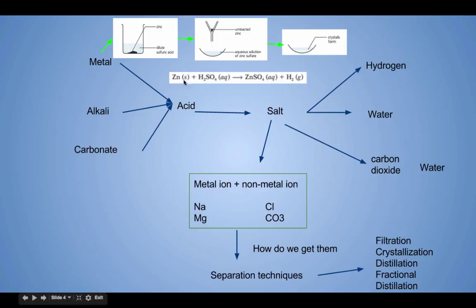So in here, I have zinc reacting with dilute sulfuric acid. That gives me zinc sulfate and hydrogen. Hydrogen is a gas. It escapes the solution really quickly. So in here, I have my crystals, which is my zinc sulfate.